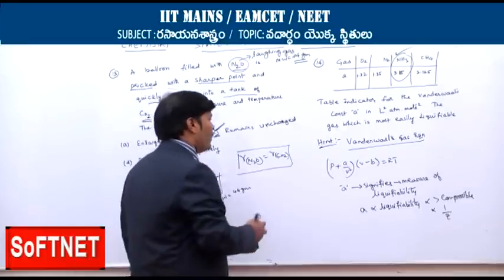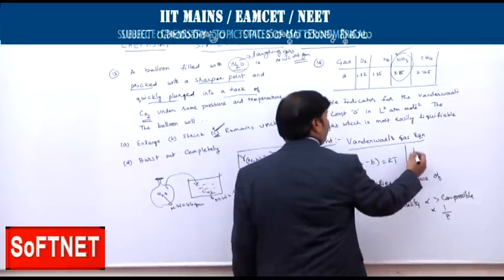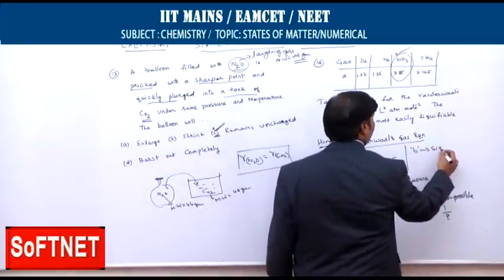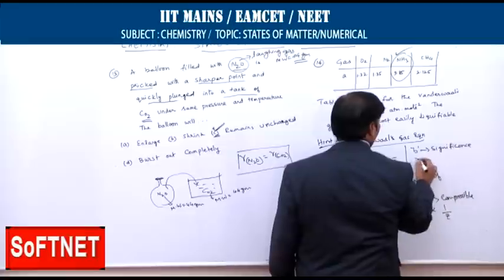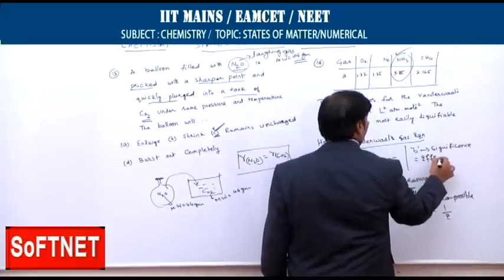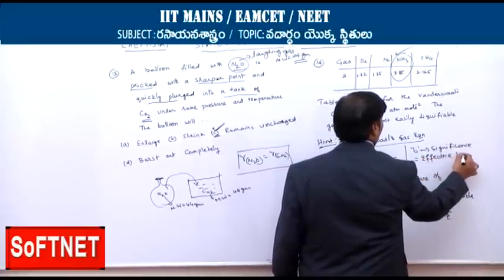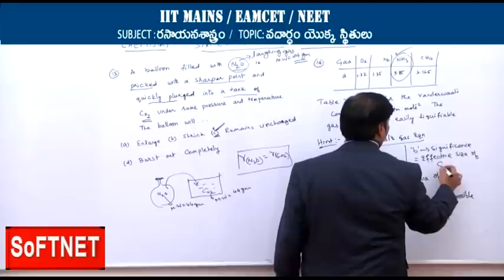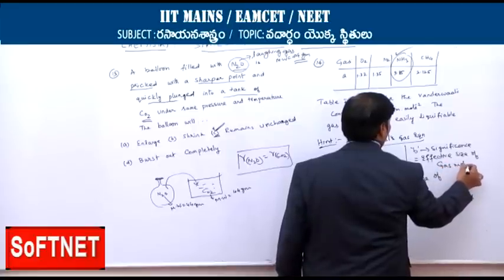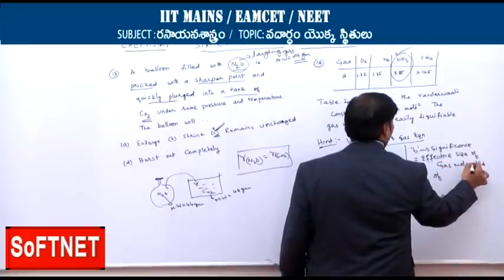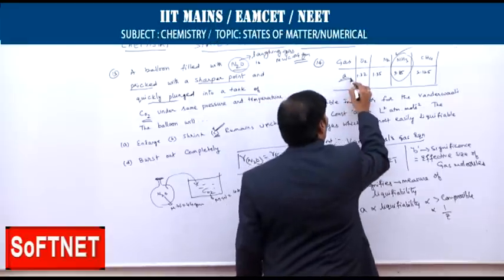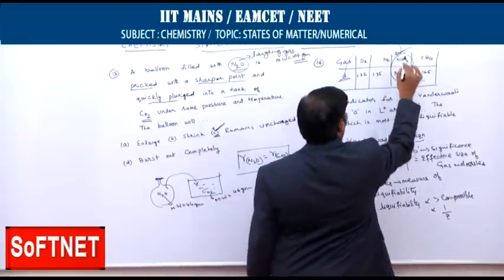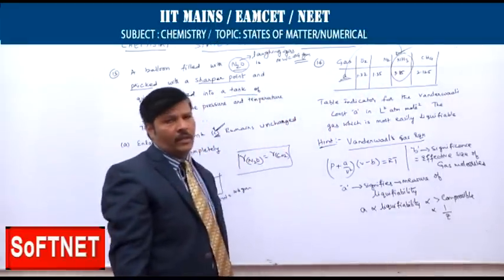And if you go for the significance of B, it signifies the effective size of gas molecules. So therefore, because he is asking about the measure of the liquefiability, ammonia is having the highest liquefiability.